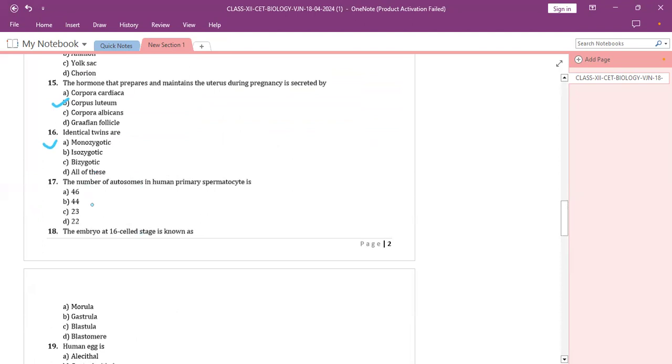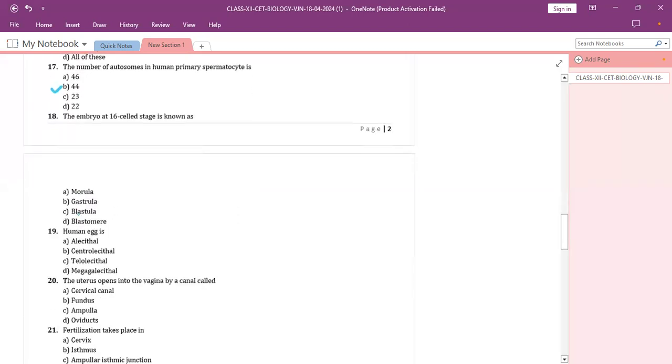17th one. The number of autosomes in human primary spermatocytes is A 46, B 44, C 23, D 22. Autosomes means only somatic chromosomes, which doesn't include the allosomes, that is sex chromosomes. So definitely the option should be 44, which is B.